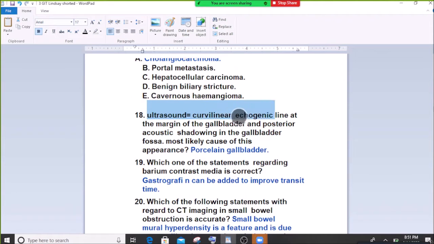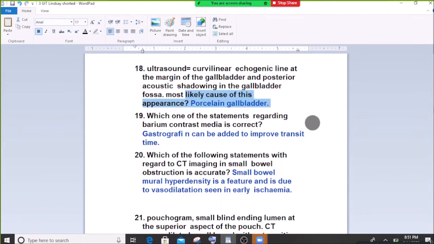The ultrasound shows a hyperechoic line at the margin of the gallbladder. The margin of the gallbladder shows echogenic lining, and then posterior acoustic shadowing. The most likely cause of this is porcelain gallbladder. Out of all the options, this made more sense.